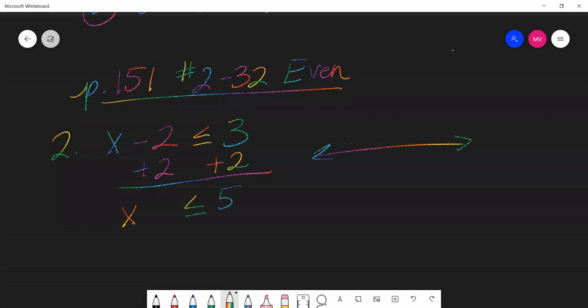So when we graph it, 1, 2, 3, 4, 5, I'm going to throw 5 in the very middle, 6, 7. Where does my graph start? Is it open or closed? Closed, because it's equal to. And then what direction does my graph go in? It goes down. X must be less than or equal to 5, so it can be 5 and then any number smaller than 5.